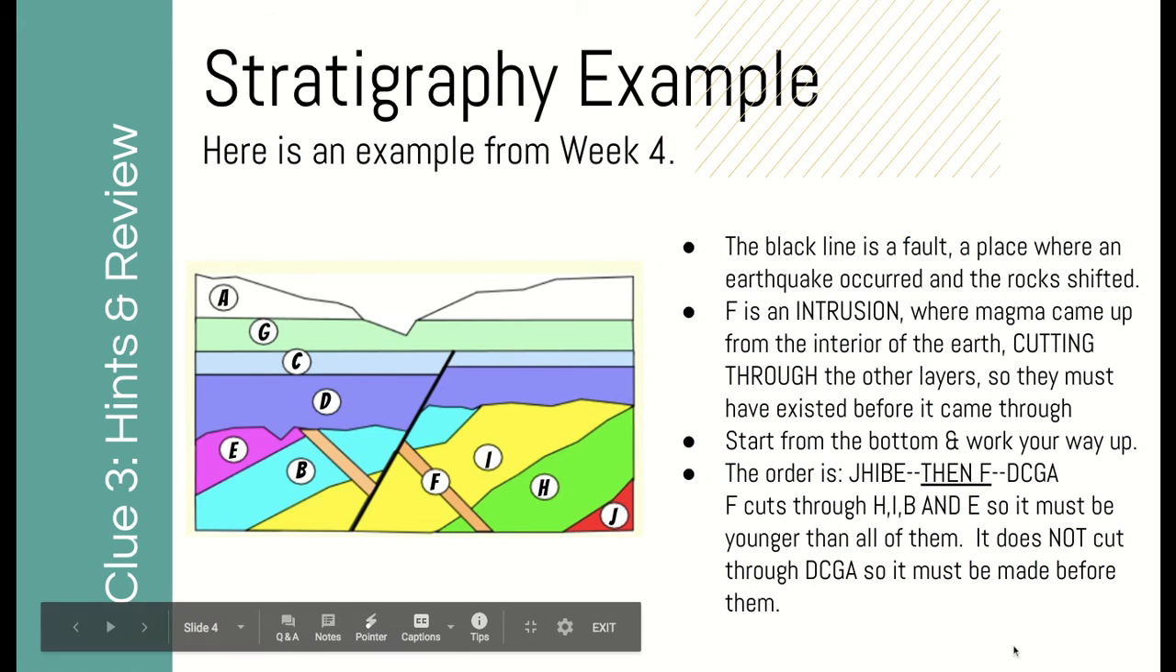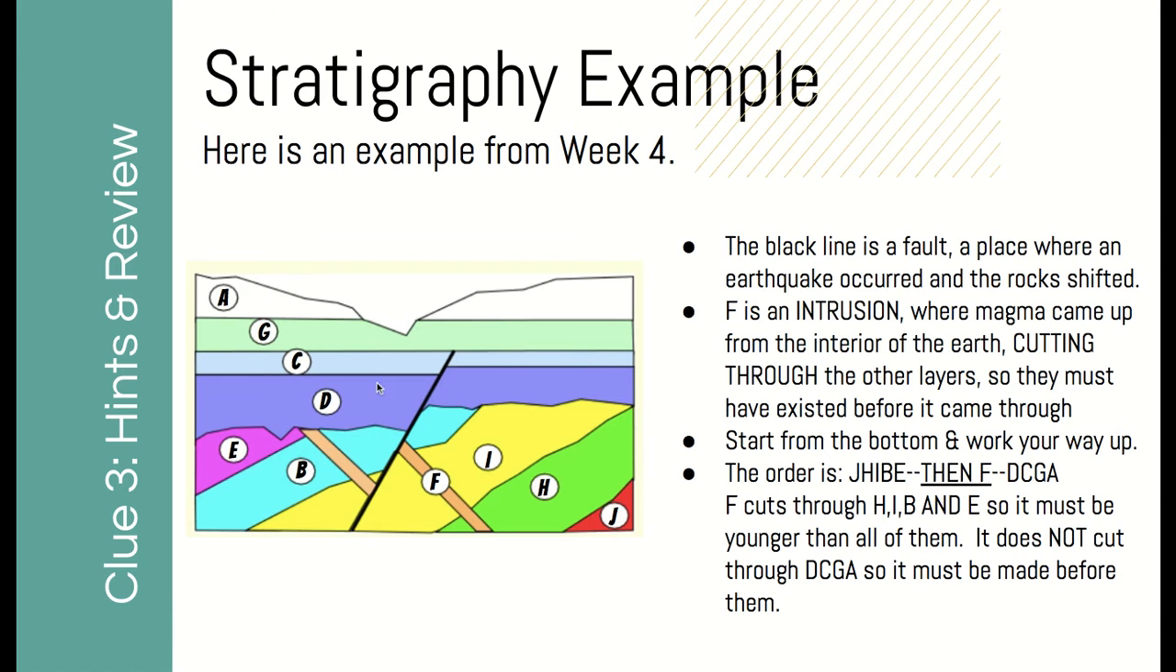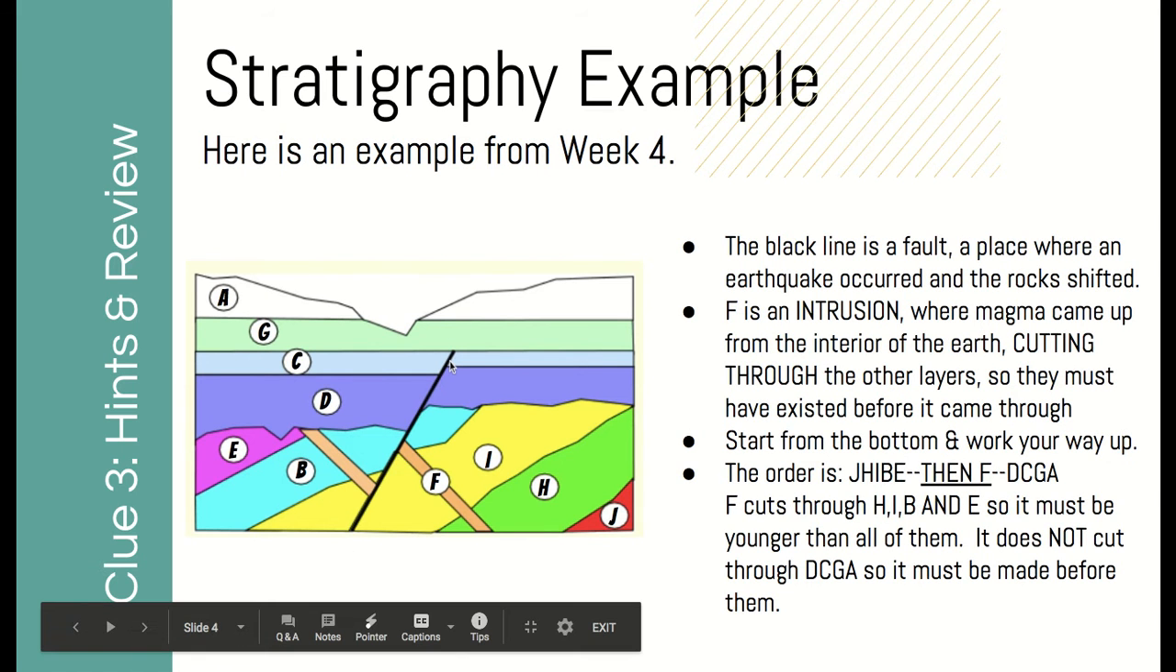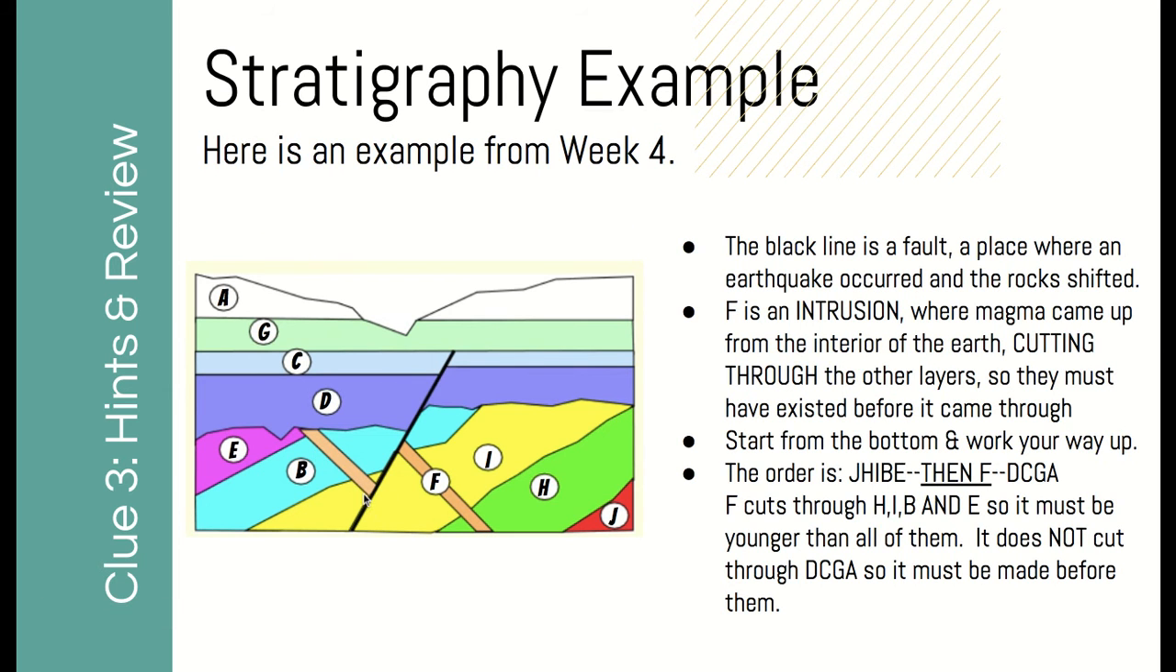So here's an example from week 4. You had a picture like this, and you had to put it in order from oldest to youngest. The black line is a fault where the rocks have shifted. It's basically where an earthquake occurred, and so these are no longer aligned. Really, this F went straight from here all the way to here, but we can't tell because there was an earthquake.